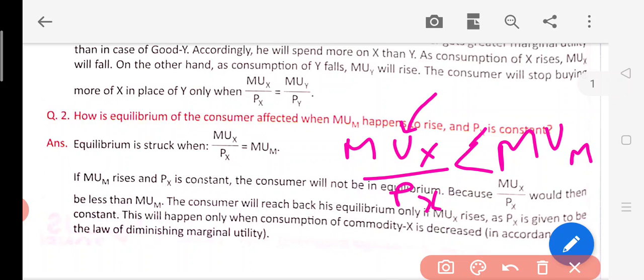So what will happen due to it? When he will spend less money, the desire for X commodity will rise. And when this desire for X commodity will rise, it will become equal to MUM. Okay. So this sign will change to equal to. Then the consumer will be in equilibrium, because here in this case the consumer was not in equilibrium. So this will be your answer.